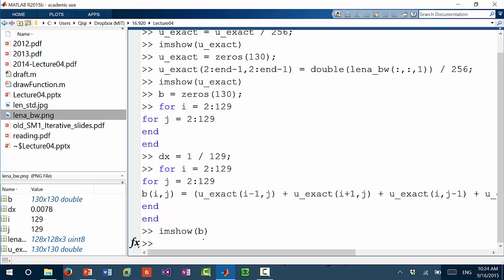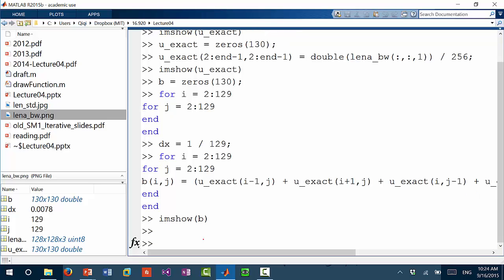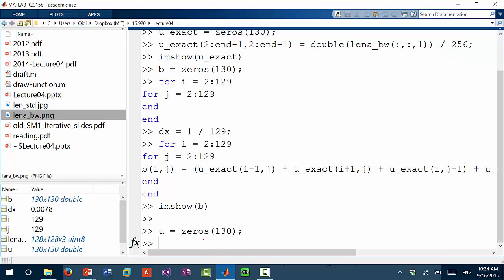Okay. I want to solve for AU equal to B, and we only know this B. Okay. So let's do this. Let's do Jacobi iteration. Let's start with the zero initial guess. So this is our initial guess.